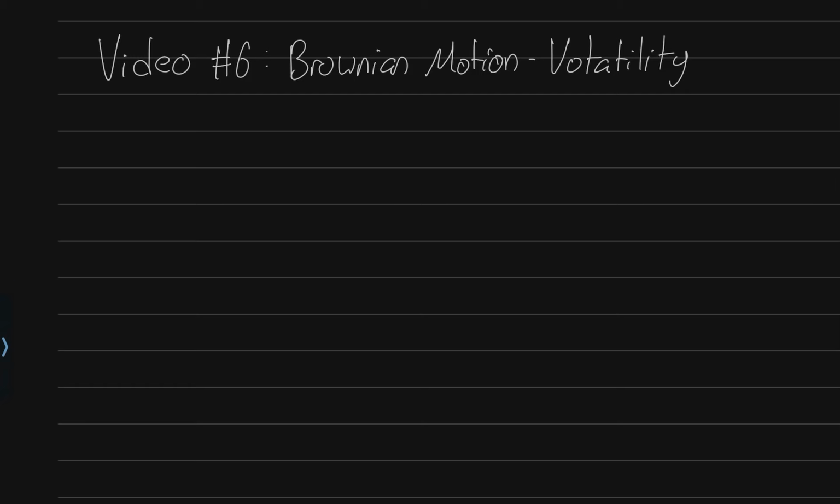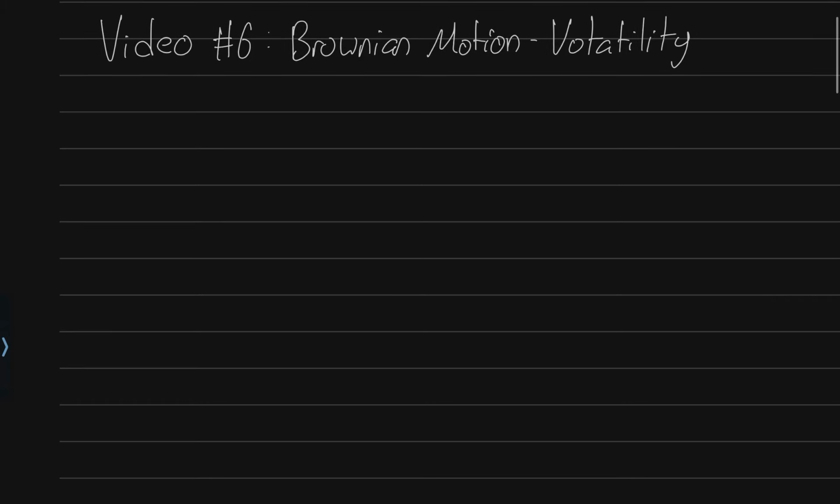Hello guys, welcome to the sixth video of the Black-Scholes European option pricing model derivation. In the previous video, we talked about the graphical representation of Brownian motion, and in the video before that, we talked about the mathematical definition of Brownian motion. So to give a little recap on everything that we've learned thus far, we know that B of t is what we call a Brownian motion.